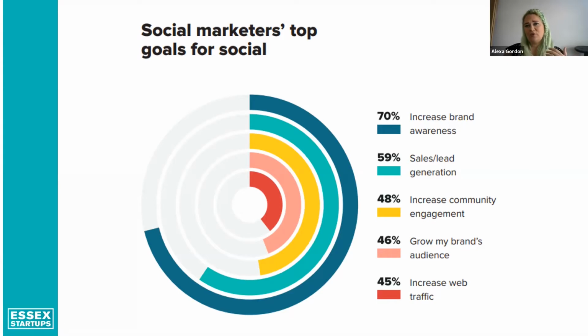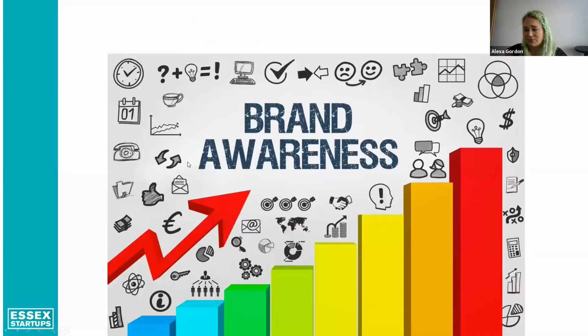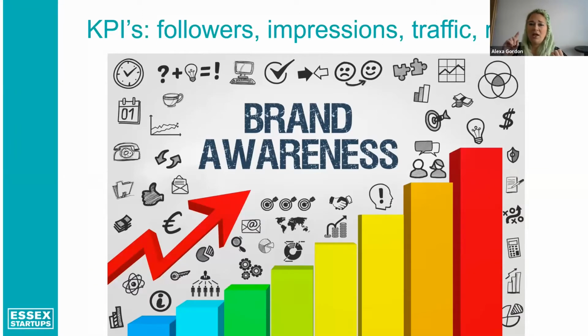So if we look at some examples of social media objectives based on these goals with their associated KPIs, or key performance indicators, we can see that increasing your brand awareness would have KPIs such as increasing followers, making sure you've got a lot of impressions, making sure your traffic is flowing to your website, and your overall reach. So you'll be looking at those kind of KPIs to determine whether your campaigns are supporting your overall objective of raising your brand awareness.